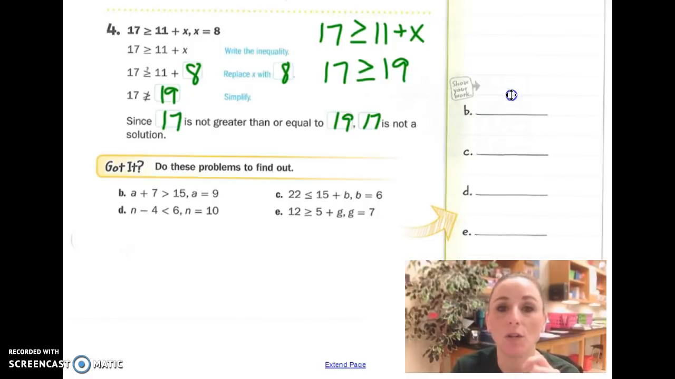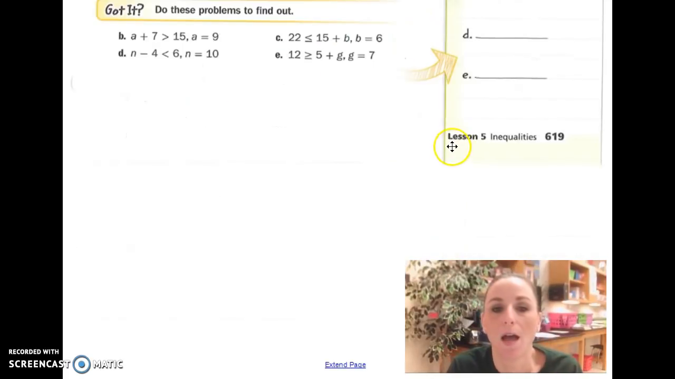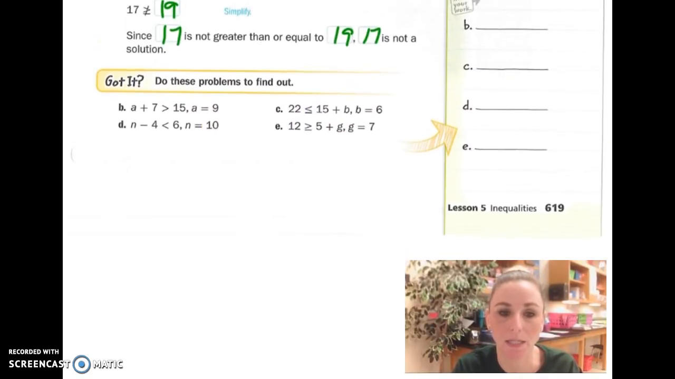As soon as you are done, come back and I will show you the answers to those, and then we'll go on to the next page. But hit pause, work those 4 problems out, and then check your answer. So hit pause right now. Okay, you should have done B, C, D, and E. So let's take a look at the answers for B, C, D, and E.